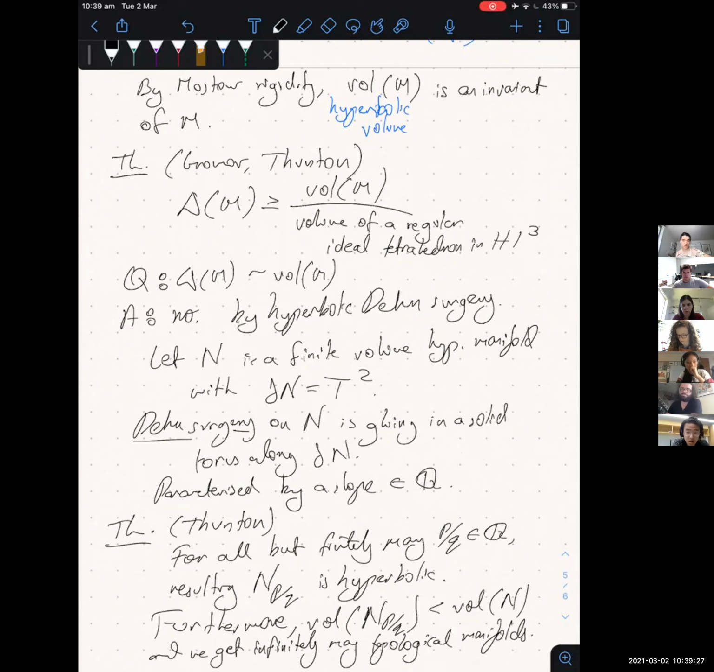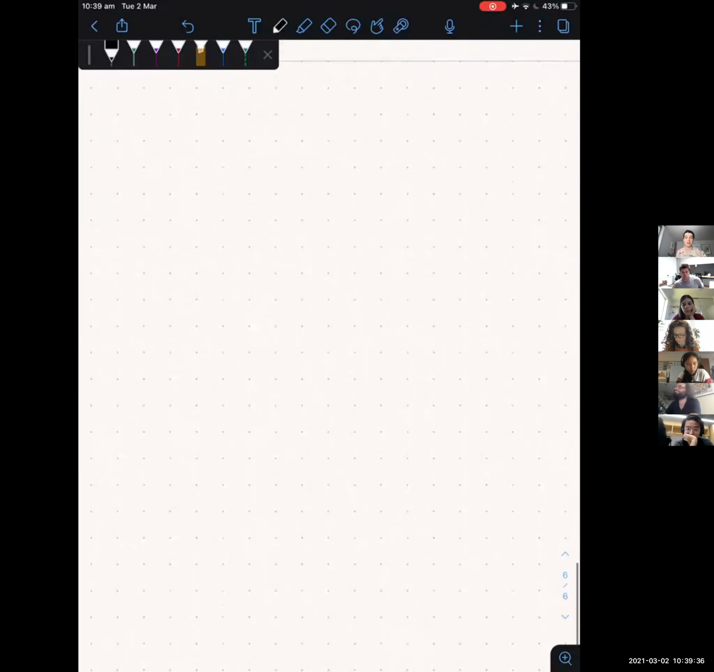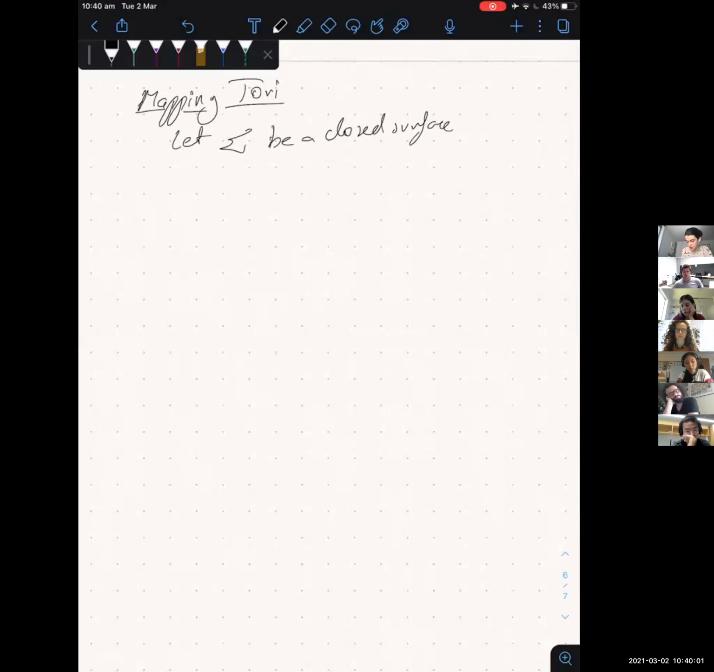Okay, great. So in the last 10 minutes, I just want to talk a bit about mapping tori, which was the other bit of the title. So this is something where we want to connect the triangulation complexity of our three manifold to the dynamics of a particular homeomorphism. So let's suppose that sigma is a closed surface, and phi from sigma to sigma is a homeomorphism.